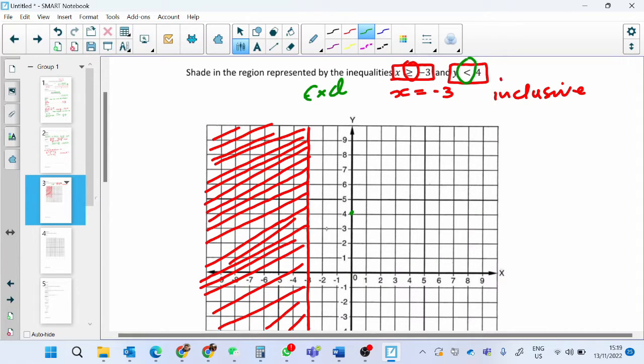So 4 is here, and then it's smaller, and I have to cancel the region which is not required or not represented. So the not represented region is the bigger one, and the smaller one is the represented region. So the region which is bigger, I am going to cancel it out.